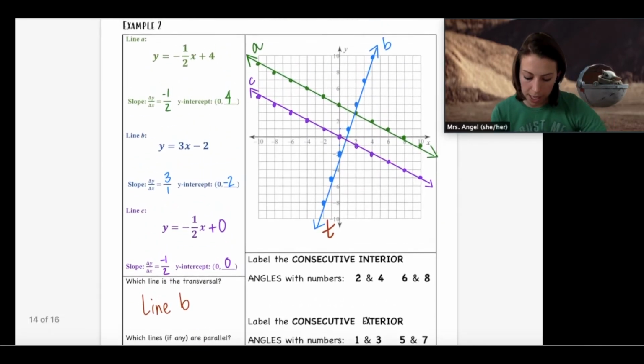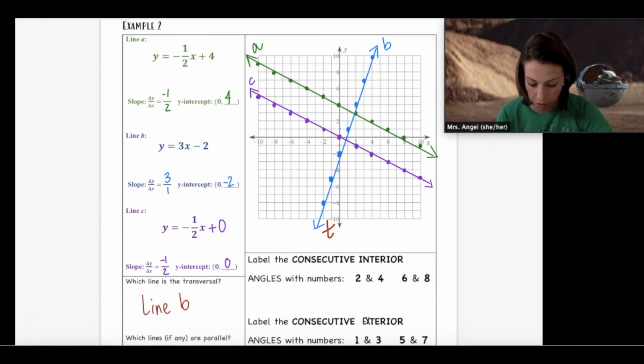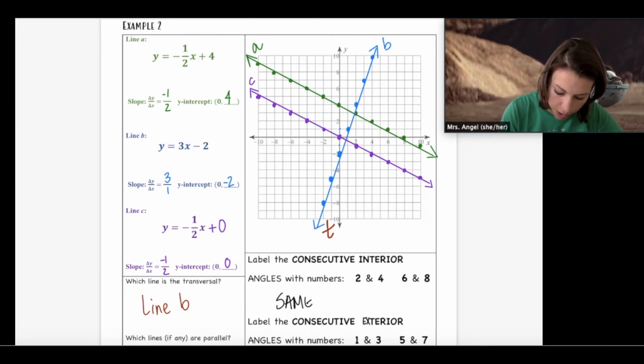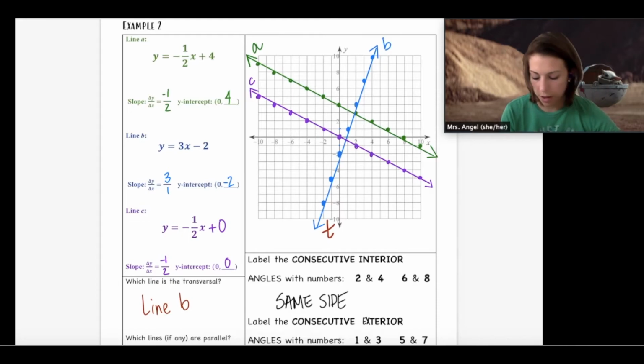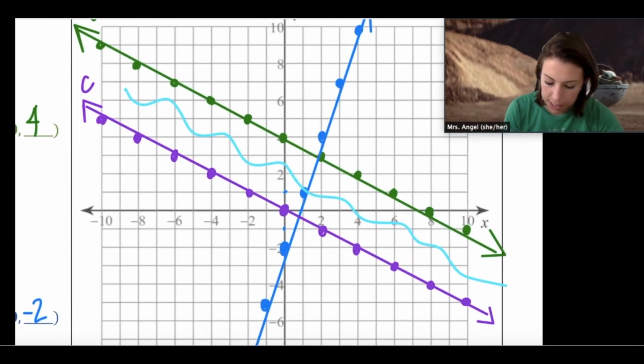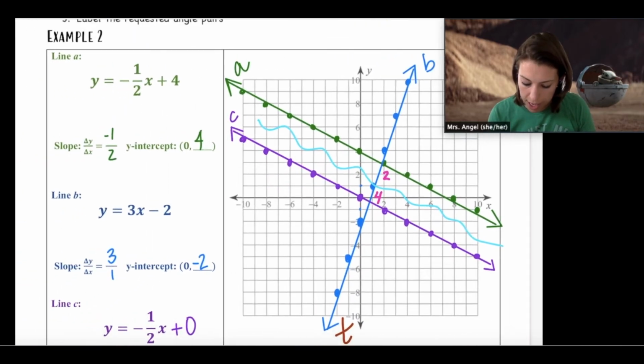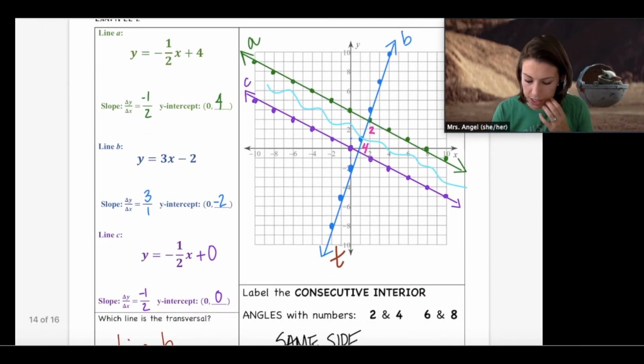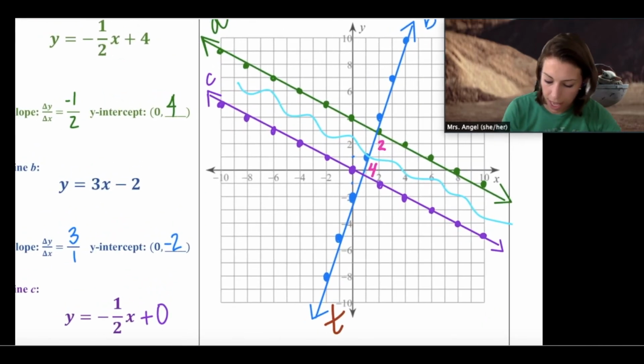Okay, so now we're going to label our consecutive interior and consecutive exterior. Remember, consecutive means same side of the transversal, side by side, one after the other. So here we go. First, looking at the interior in the river, labeling 2 and 4. So I'm going to zoom in here, and let's say I decide to label this 2. That would be 4. Okay, the other pair of consecutive interior angles would be on the opposite side. So 6, and then I would label that 8.